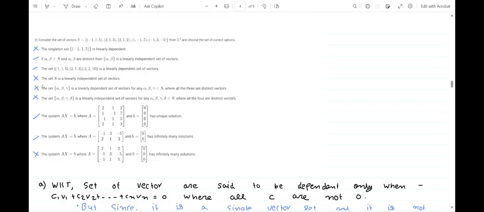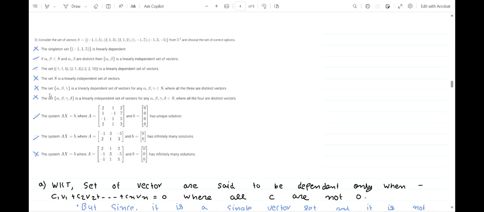The fourth option says that the set S is a linearly independent set of vectors. We know a fact that if a set of vectors contains more vectors than its dimension, then it is always going to be a dependent set. Here the vector space is of third dimension, but the number of vectors it has is 5. So it is always going to be dependent.